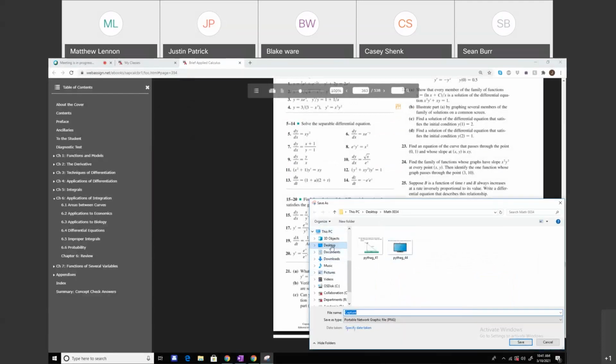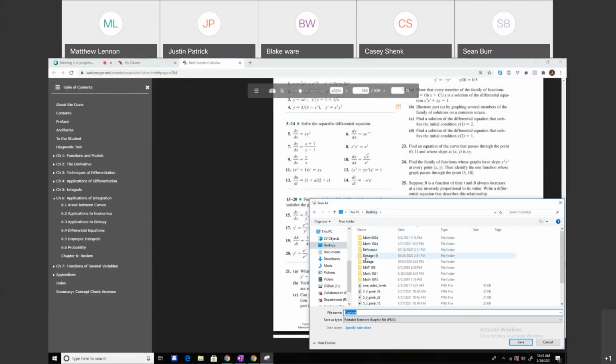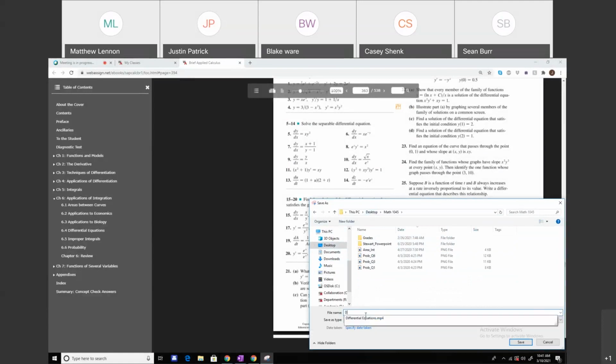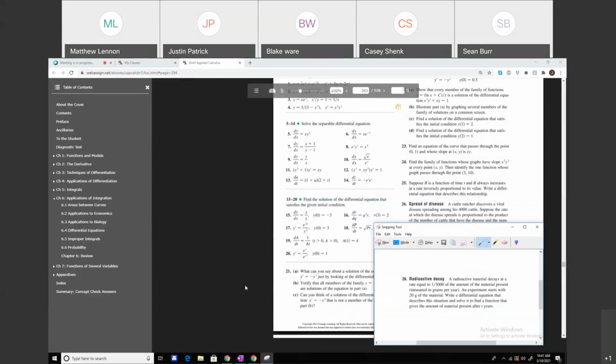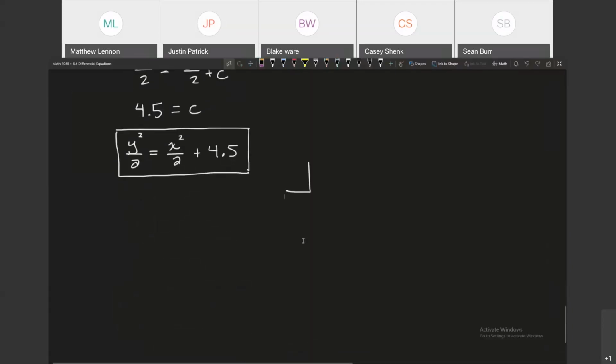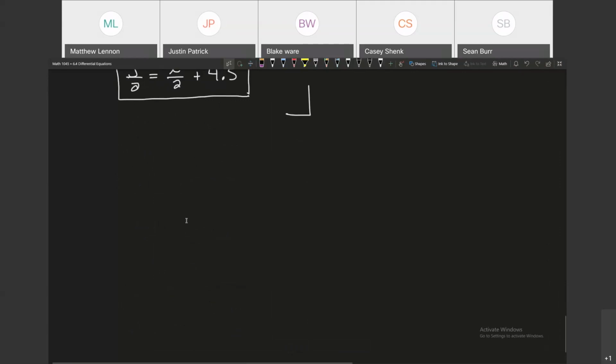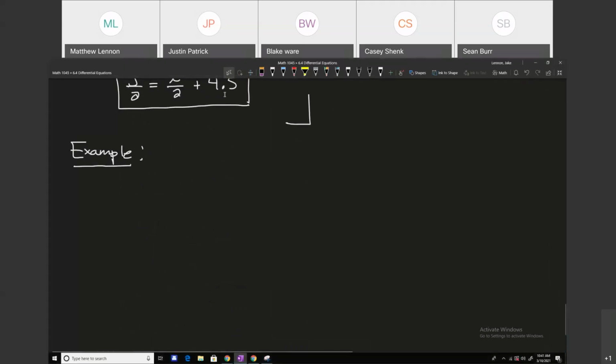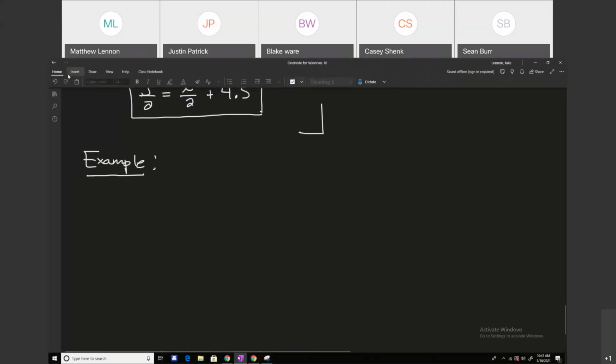We'll save it in the 1045 folder though. So let's say D E. Okay. So let's look at this example. So this is a word problem, but there's not a lot to turn it into an equation here. So insert picture.